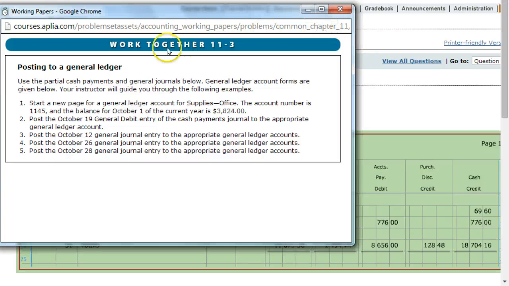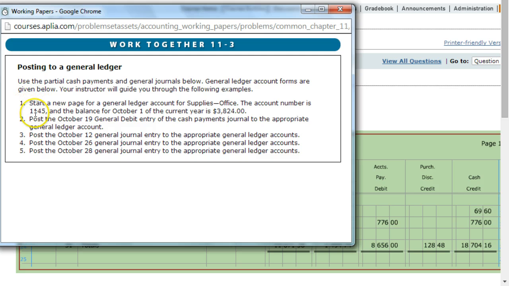Hey, this is Mr. Bergman, and this is Work Together Problem 11.3, and we're working with the general ledger. Now, we've been talking about the accounts receivable and accounts payable ledgers. Those are known as special or subsidiary ledgers. The general ledger is something that we've been working with since the very beginning of the book. We're just going back to it right now, so a lot of this is just review.